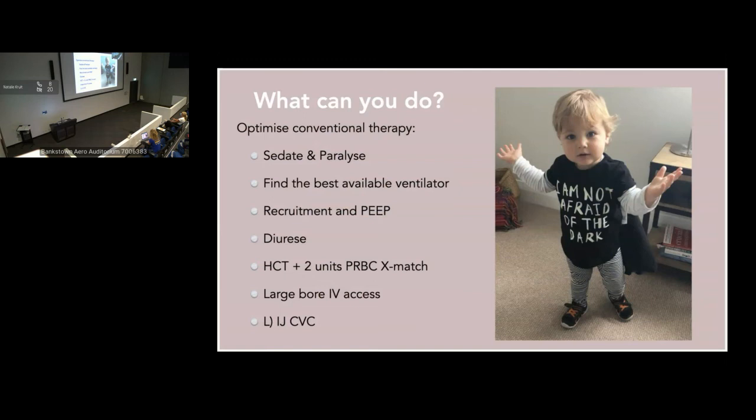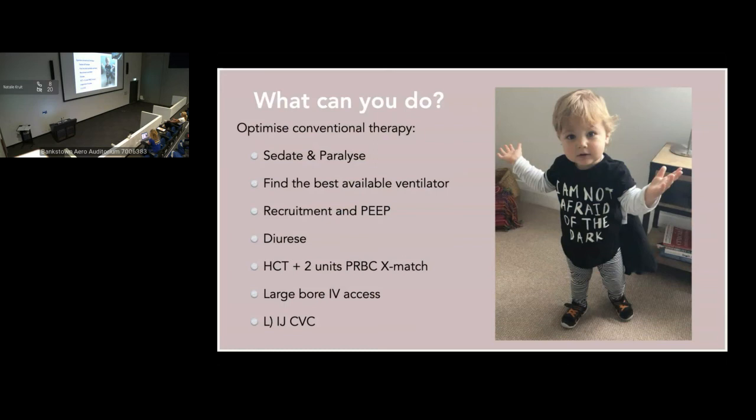So you can paralyse them if they haven't already been paralysed and deepen the sedation. Find the best available ventilator if they're in the ED. Bring down the ICU ventilator. Recruit them, add some more PEEP, or look at their lung compliance with PEEP and see if you're able to safely do that. Diurese them if you can.